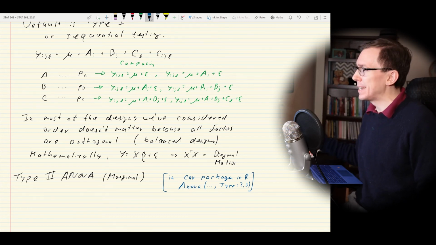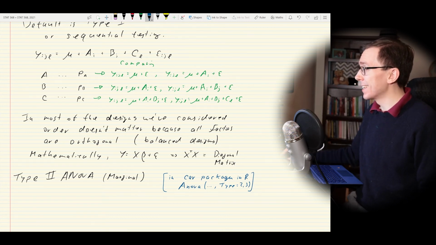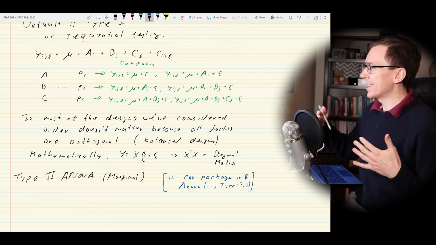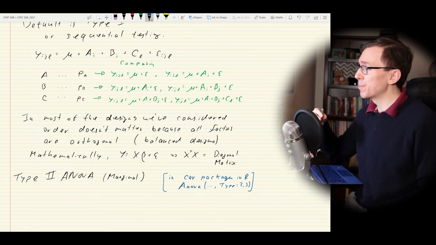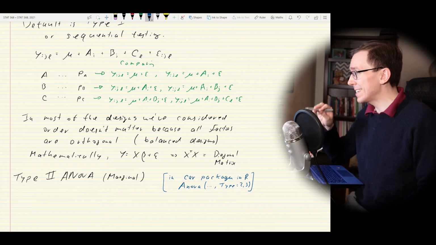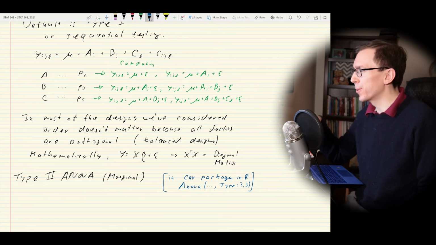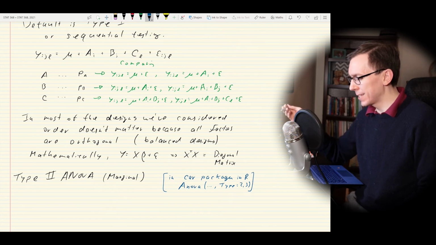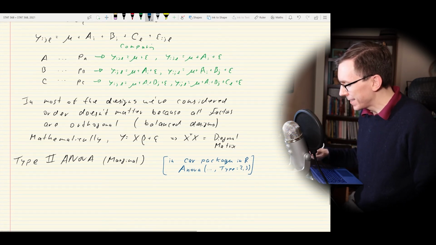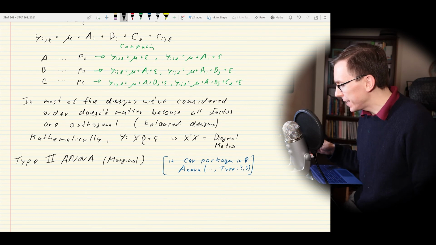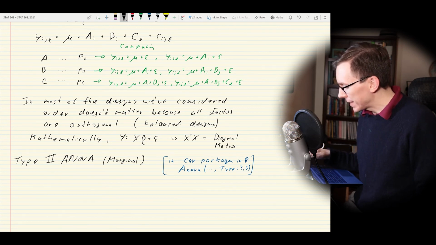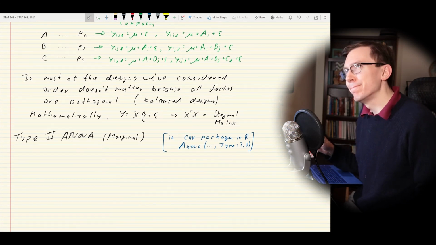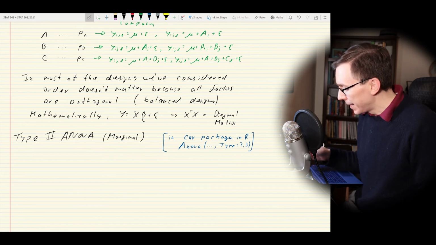So looking at the documentation, what does it tell us? It says type 2 tests are calculated according to the principle of marginality, testing each term after all others, except ignoring the term's higher order relatives. So what does that mean? Well, I'm going to make this slightly simpler.